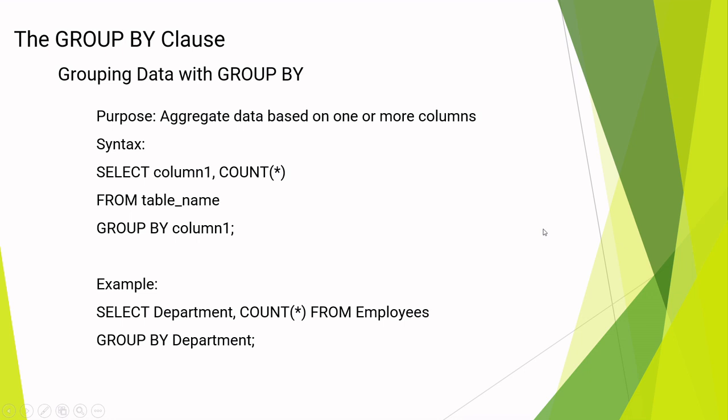Group by is used to aggregate data across multiple records by one or more columns. For example, to count the number of employees in each department, you can group the results by the department column.